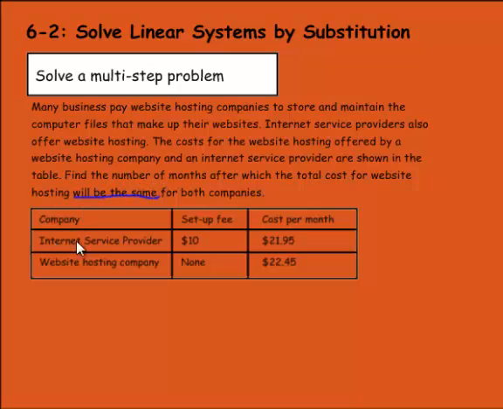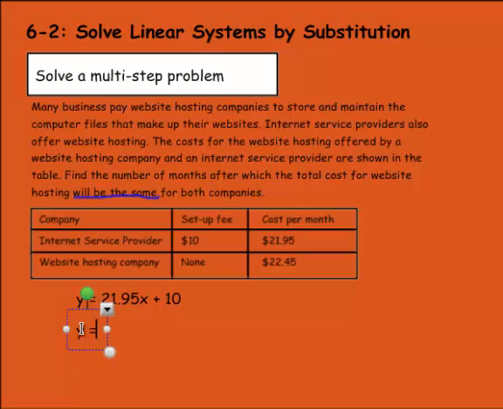So if I'm going to go with the internet service provider, I pay that $10 startup fee, and then I pay $21.95 a month. If I was going to write that out, my cost would be 21.95 times x per month, right? Plus the $10 I pay. For this one, the website hosting company, no startup fee, but $22.45 a month, a little bit more.